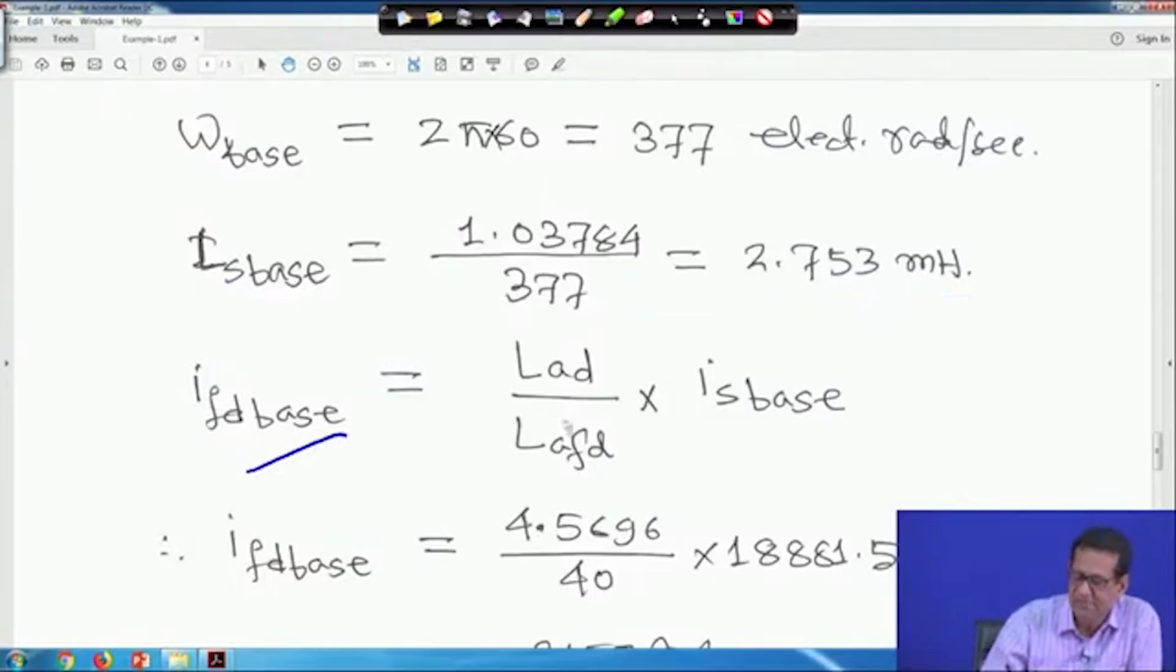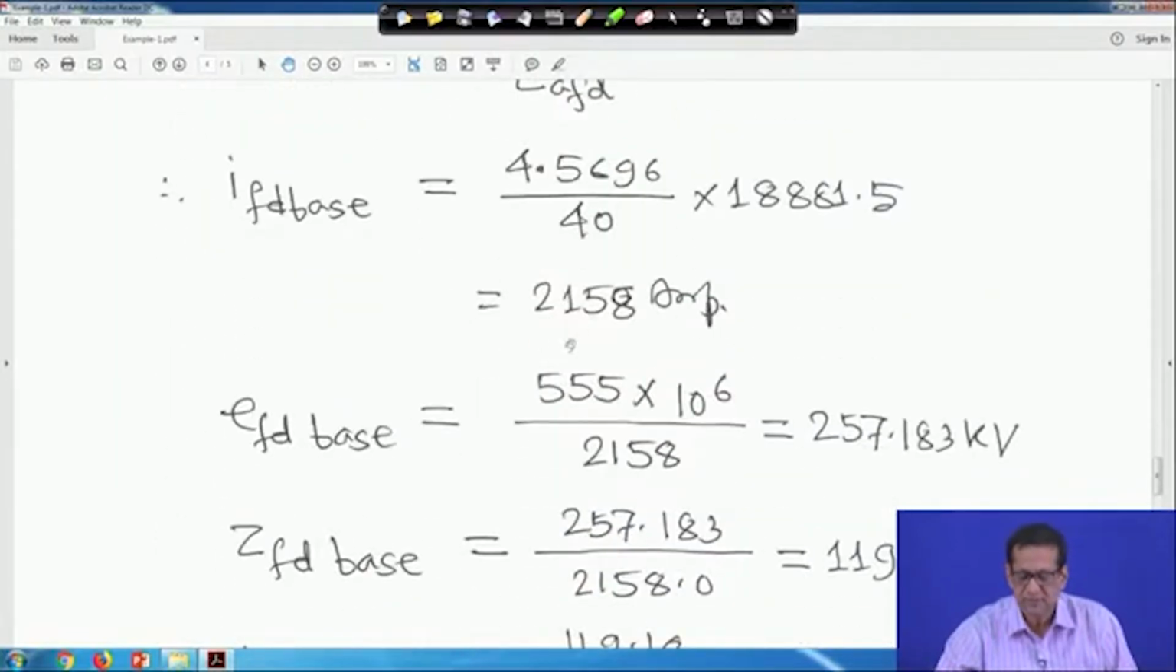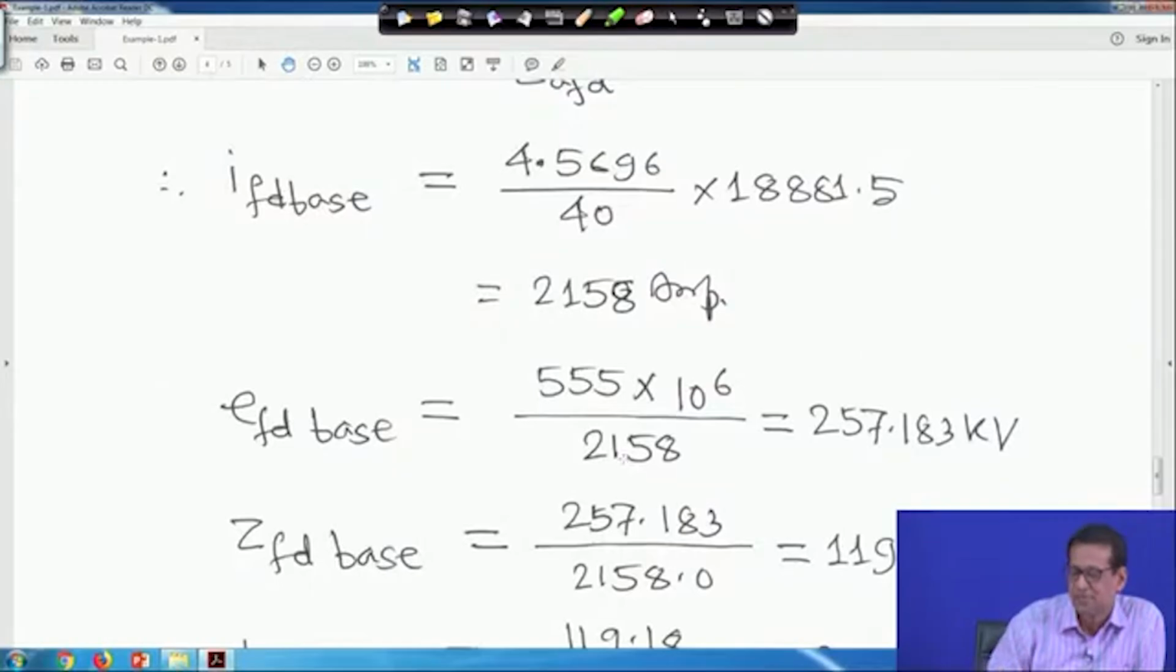Now, from this formula we know IFD base is equal to LAD upon LFD into IS base. So it is 4.5696 divided by 40 into 18,881.5, that is 2158 ampere. Similarly, EFD base is base MVA, 555 into 10 to the power 6 volt ampere, divided by IFD base 2158. This is 257.183 kilovolt, that is EFD base.